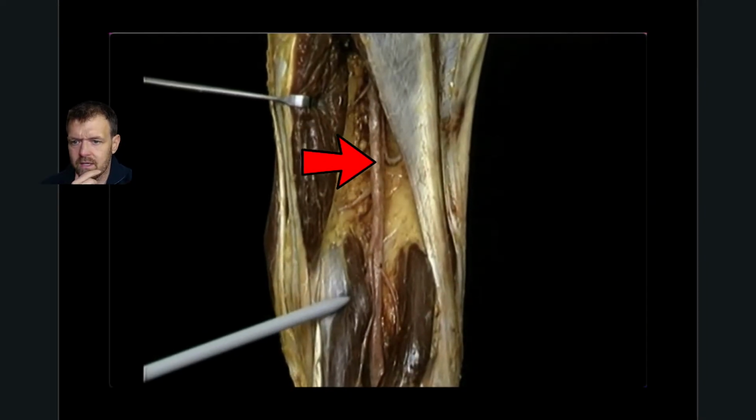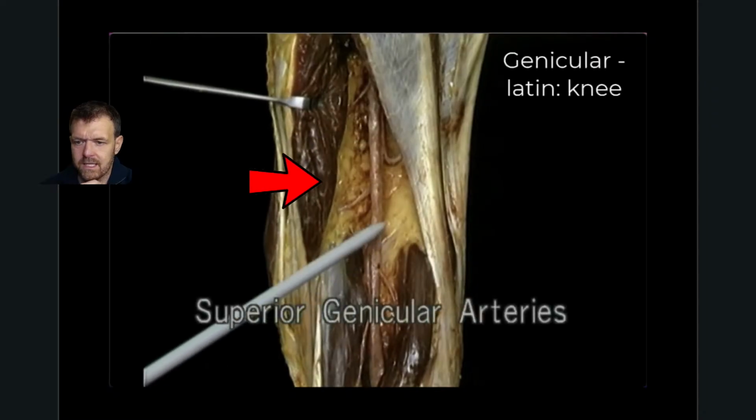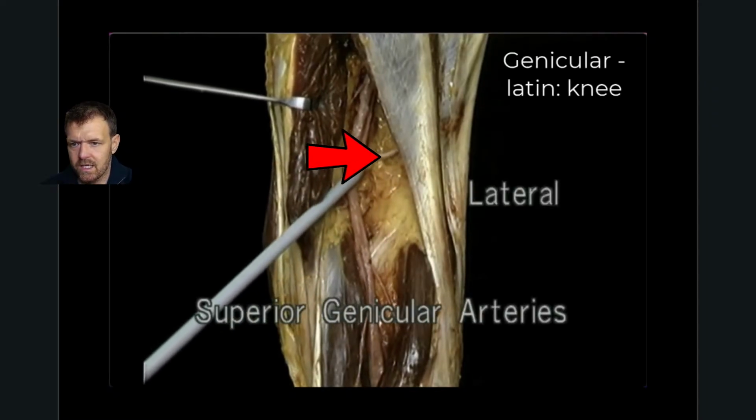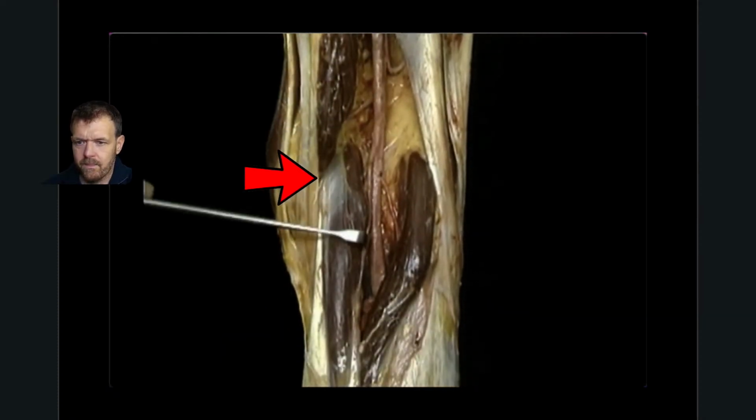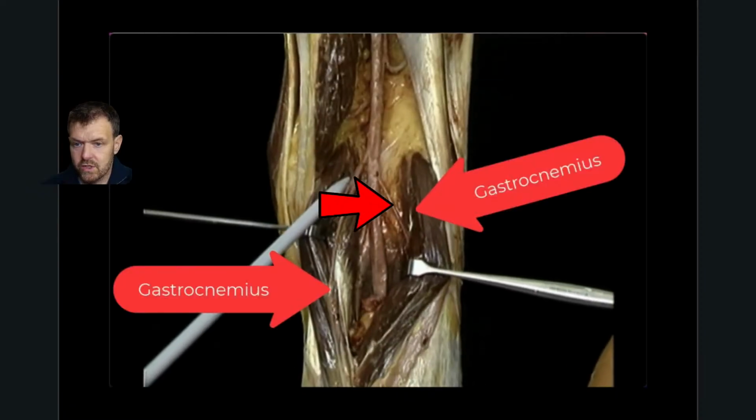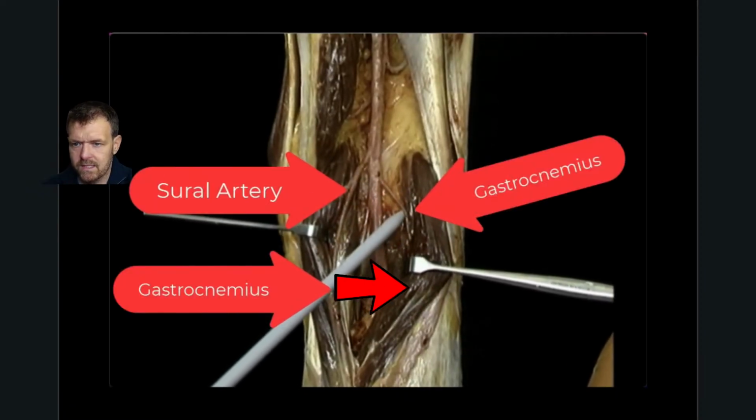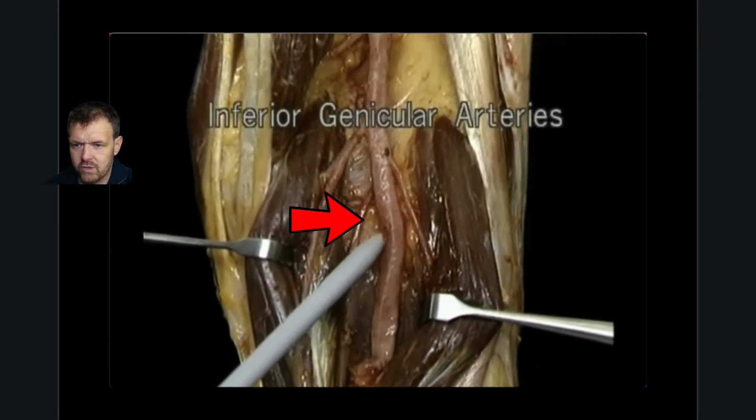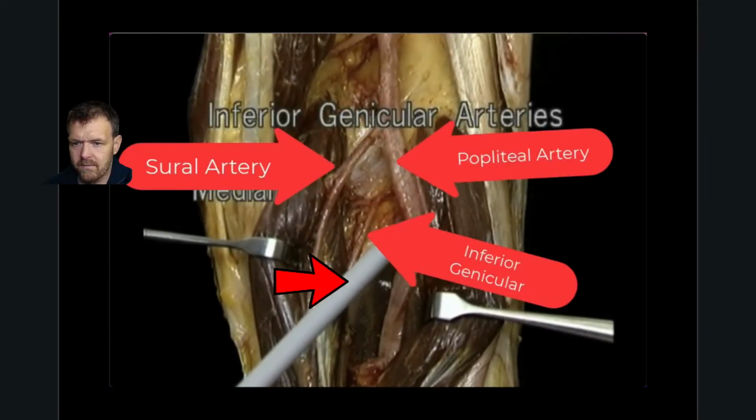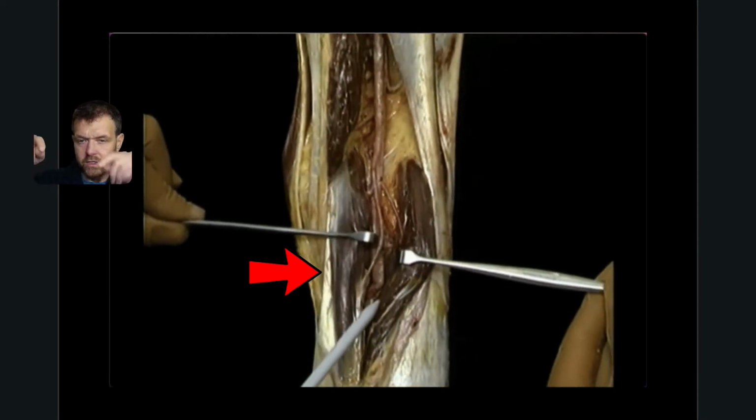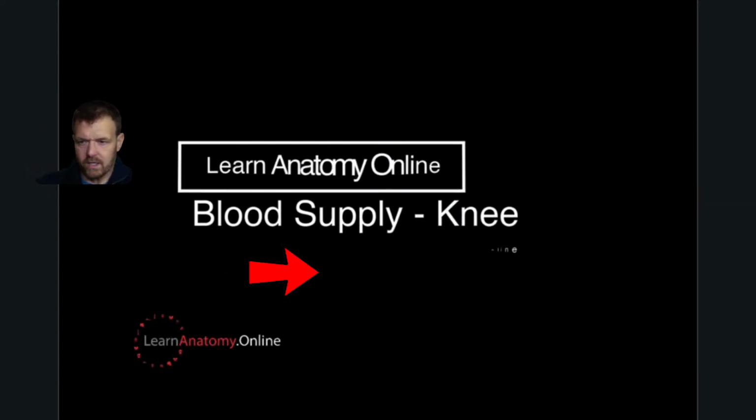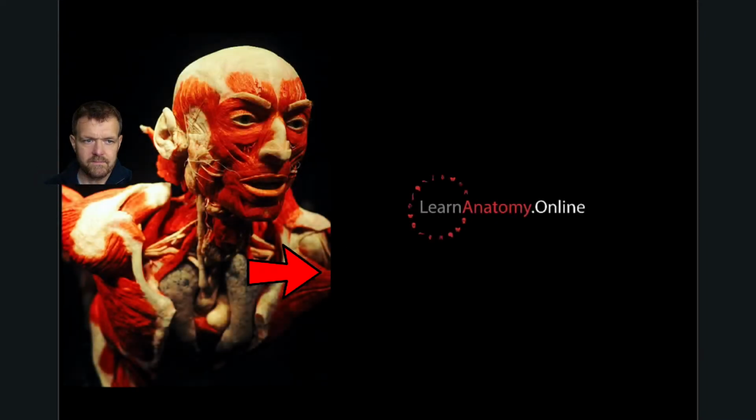So here we got the gastrocnemius, semimembranosus, semitendinosus. There's the genicular, so it's Latin for knee. There's the medial genicular. And then there's your sural just coming off there, gastrocnemius heads. And then there's your inferior genicular just there. And then there's the lateral one. Okay, so you can see then they go around the front, connect up with the network on the patella, and that's how your knee gets its blood supply. There you go.